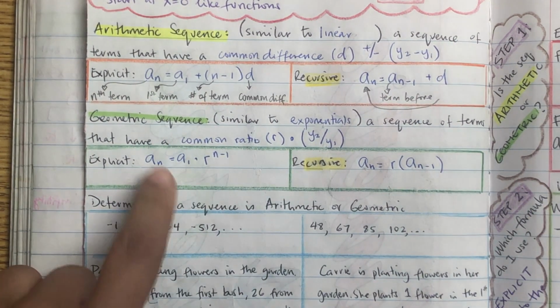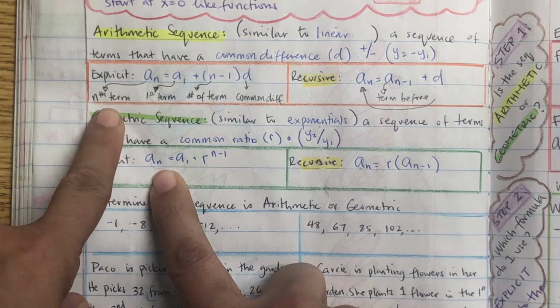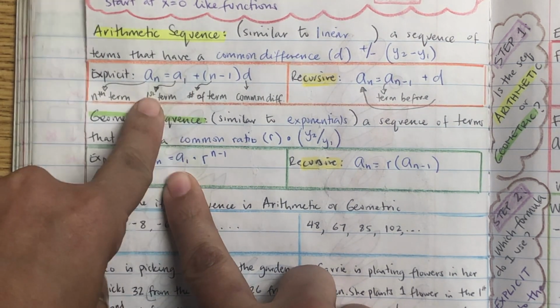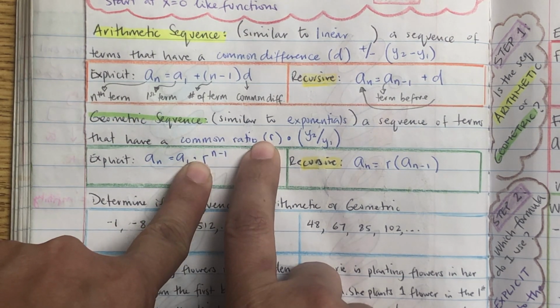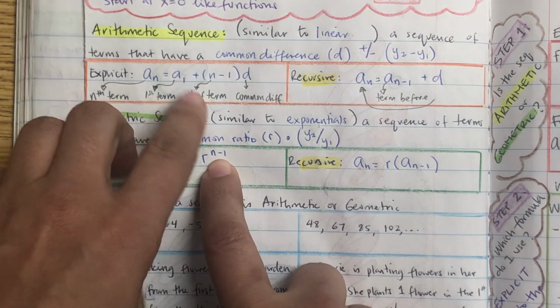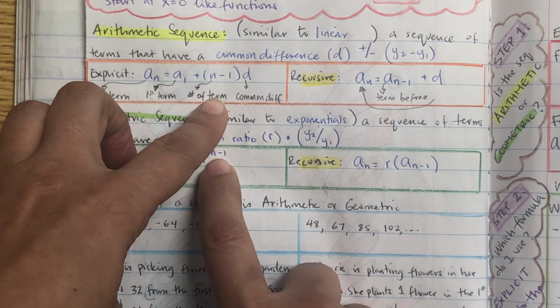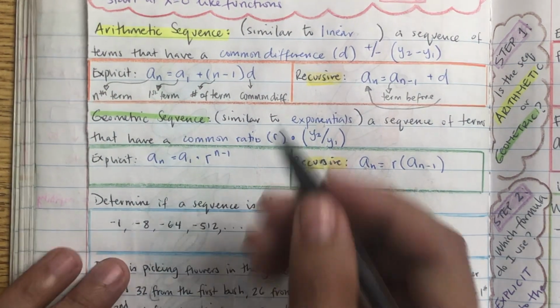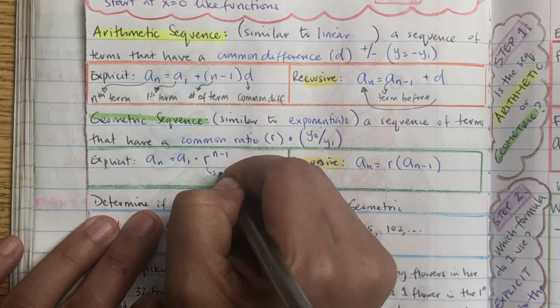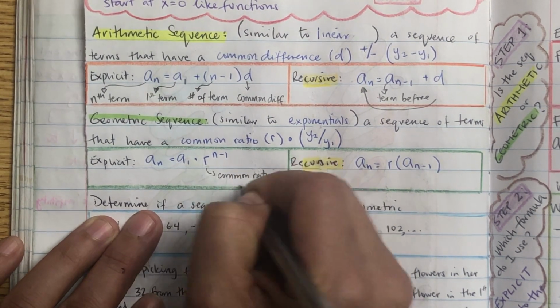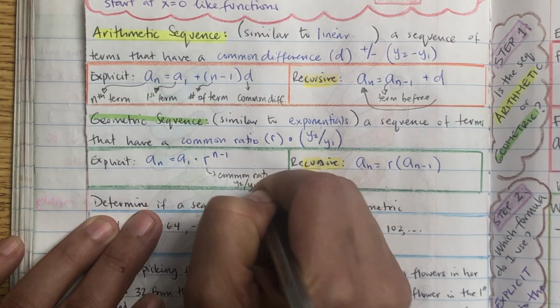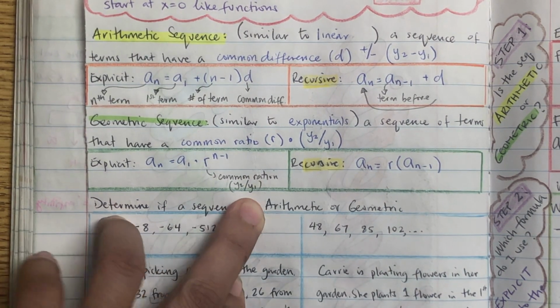Okay, now a sub n means the same thing as this one, it's the nth term. A sub 1 is the same thing as the first term. The difference here is r is now your common ratio. And then n minus 1, remember n is the number of terms, so number of term minus 1. So the only new one here is r, which is your common ratio. And that's found by taking y2 divided by y1. Second one divided by the first.